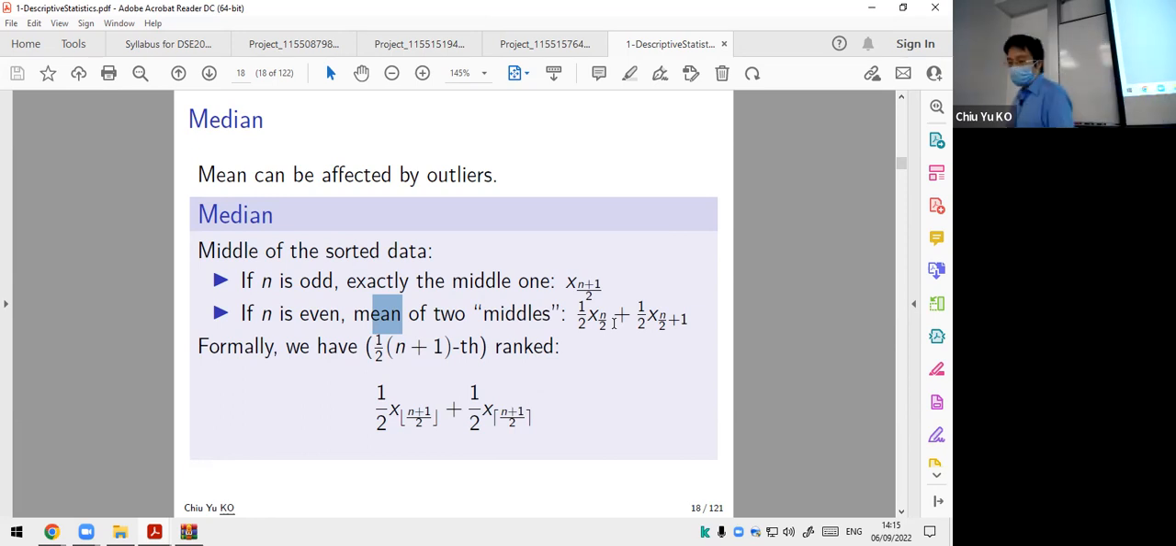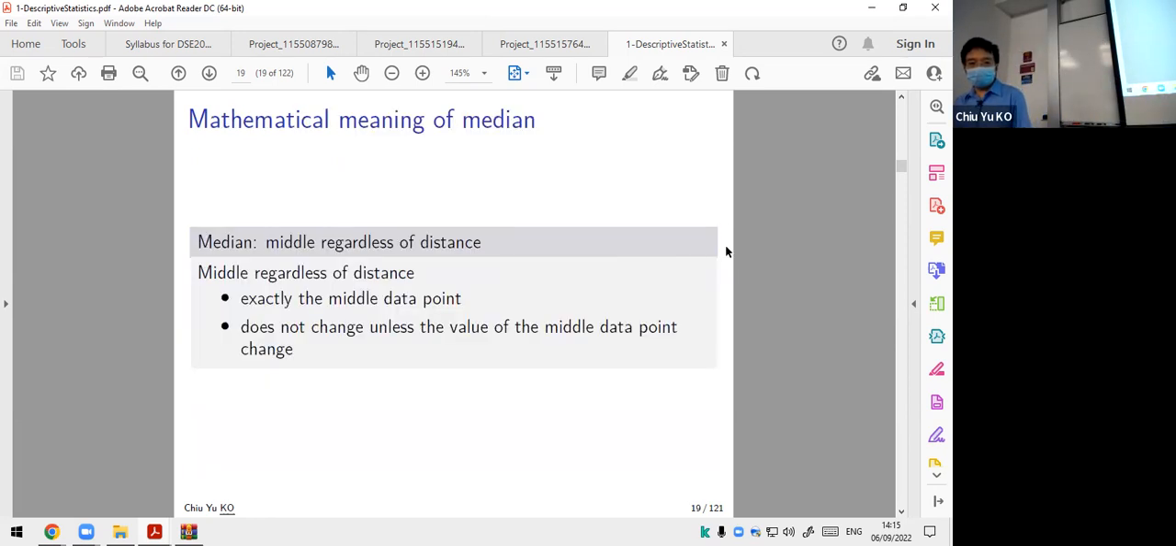We'll continue to talk about this, but one very final thing: this is exactly the middle of the data. We don't care how big the biggest one is or how small the smallest one is, just the exact center of the data. It doesn't affect anything.